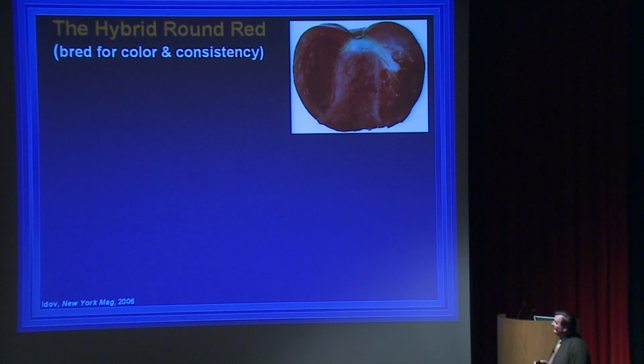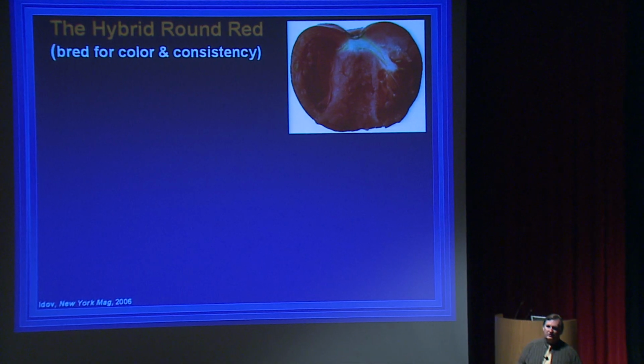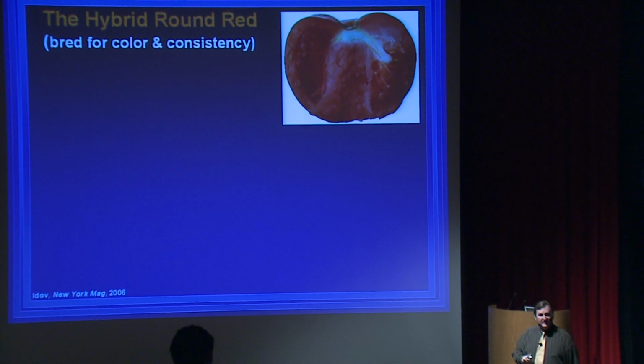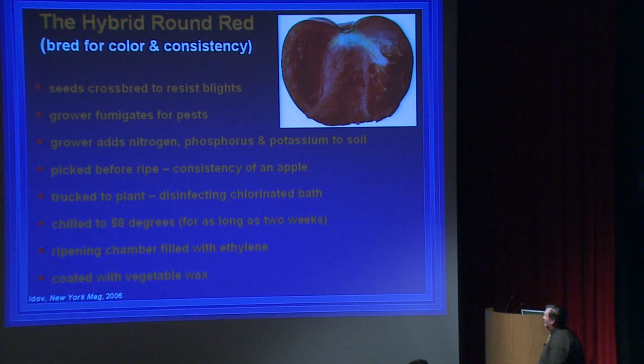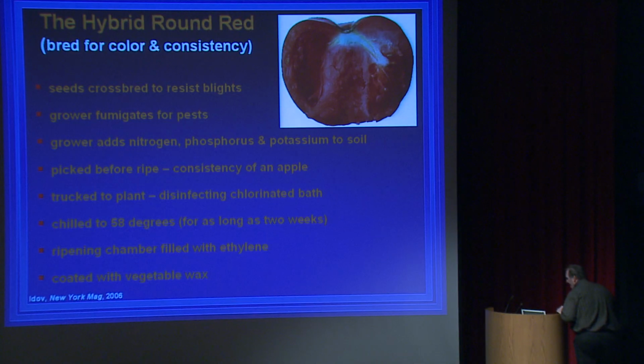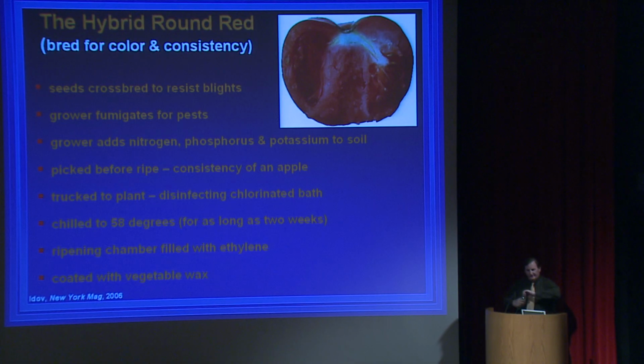The hybrid red, which is bred not for taste necessarily, but for color and consistency, because it would be great if you could have a tomato that had all the right properties. But in this case, taste yields in the breeding process to color and long shelf life so they can be transported long distances. But here's what happens. Here are all the things that happen to that tomato by the time the seed goes in the ground and it gets to you. So I'll just let you read that. So that's a lot of stuff going on with that particular tomato.